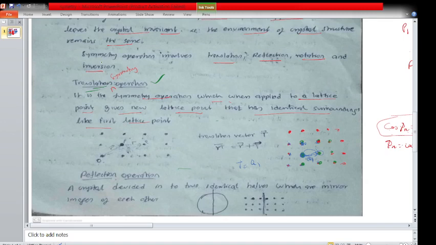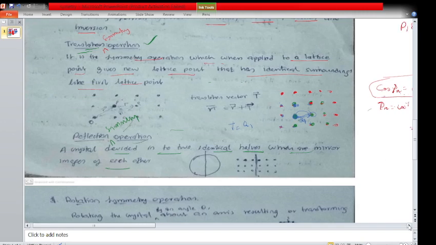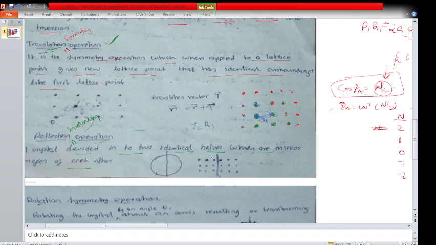Which means that the surrounding or the environment is not changing because of that translation, then that is a symmetry translation operation. Similarly, if you consider a reflection symmetry operation, in this case also we are having the same kind of scenario, but here we are considering a crystal which is divided into two identical halves which are mirror images of each other. So after dividing that crystal structure into two parts, if one of the parts is a mirror image of the other one, then it is a reflection symmetry operation.